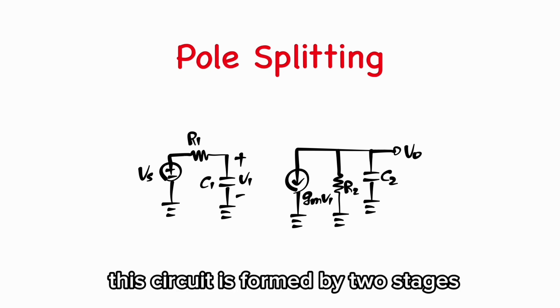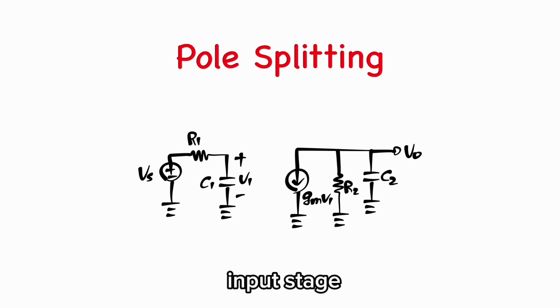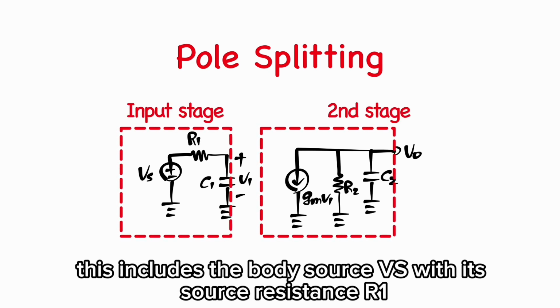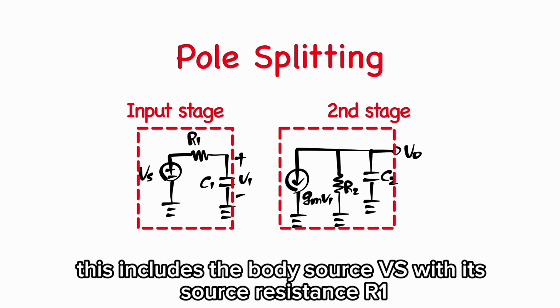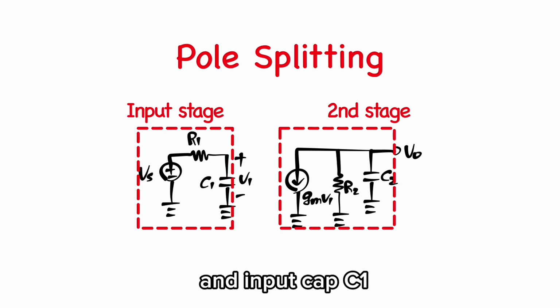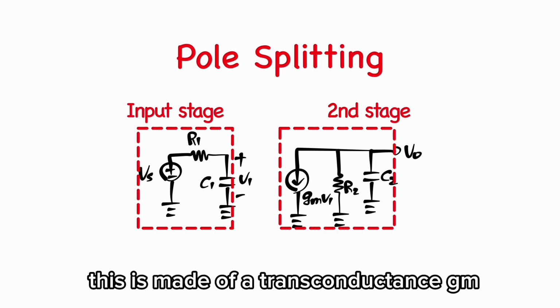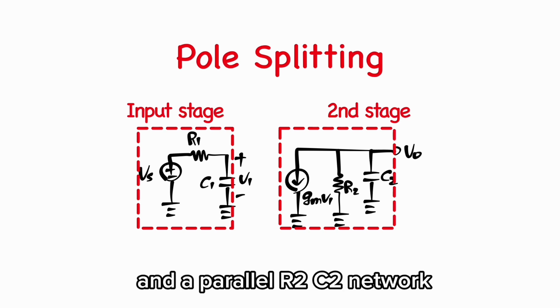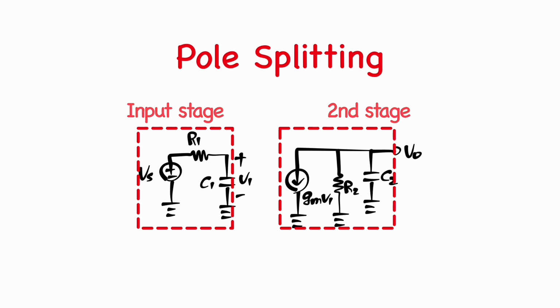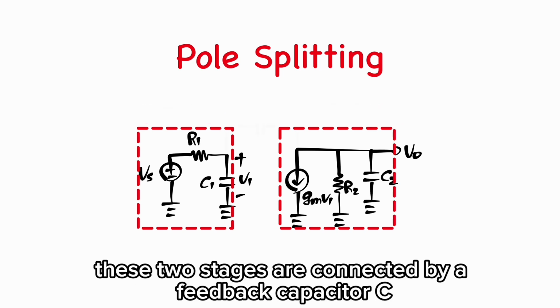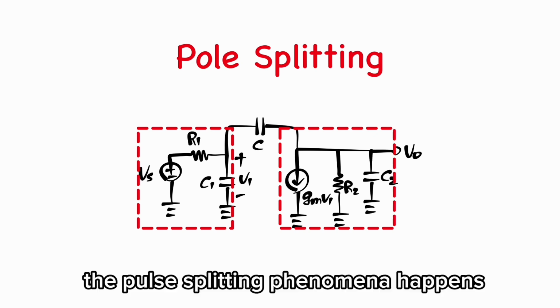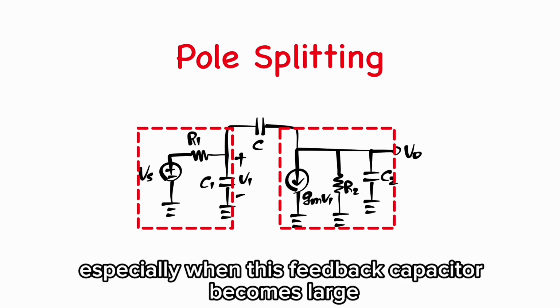This circuit is formed by two stages. Input stage: this includes the voltage source VS with its source resistance R1 and input capacitor C1. Second stage: this is made of a transconductance Gm and a parallel R2C2 network. These two stages are connected by a feedback capacitor C. The pulse splitting phenomenon happens especially when this feedback capacitor becomes large.